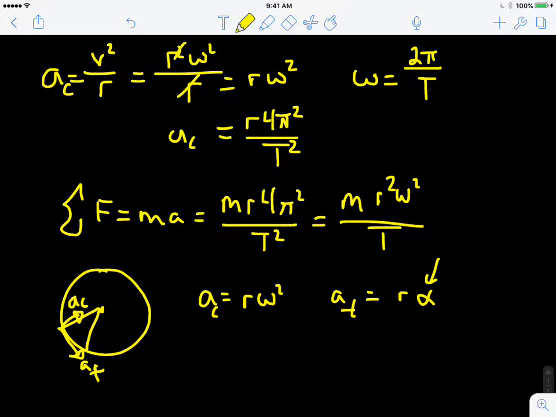Okay, so in order to look at the full acceleration, you would have to use the Pythagorean Theorem. So the total acceleration, a net, is equal to the centripetal acceleration squared plus the tangential acceleration squared. You could use the Pythagorean Theorem because a tangent and an inward direction always make 90 degrees.